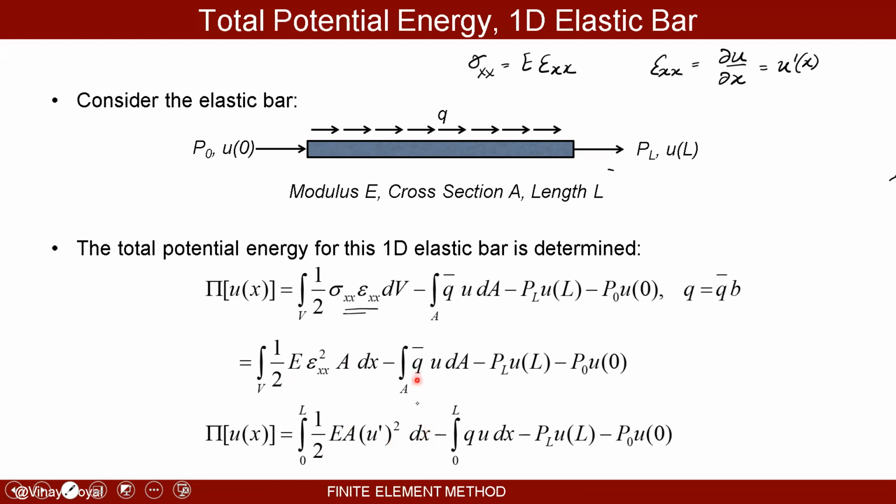And if I integrate Q bar along the width of the bar, I get Q U dx from 0 to L, because that's the boundaries of my problem. And this stays the same. So that is the total potential energy for the 1D elastic bar.